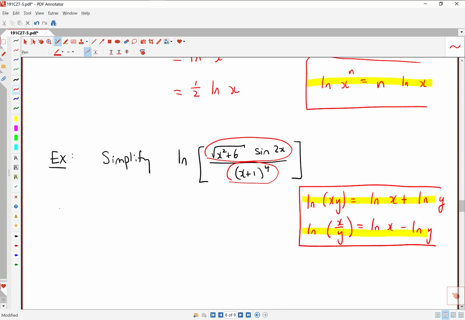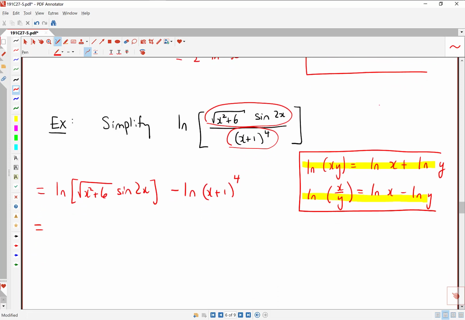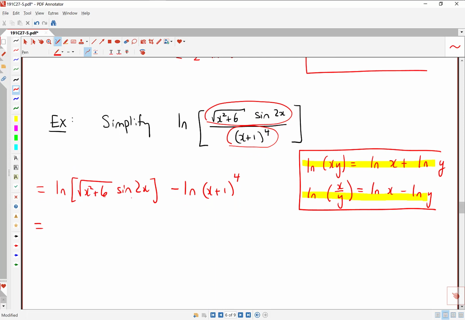So let's start with the quotient rule for ln. We'd say this expression is equal to ln of the square root of x squared plus 6 times sine 2x, minus ln of x plus 1 to the 4th. Okay, then in our next step, we could use the product rule for ln on that first term. So we could say that's ln of root x squared plus 6, plus ln of sine 2x, and then that's still minus ln of x plus 1 to the 4th.